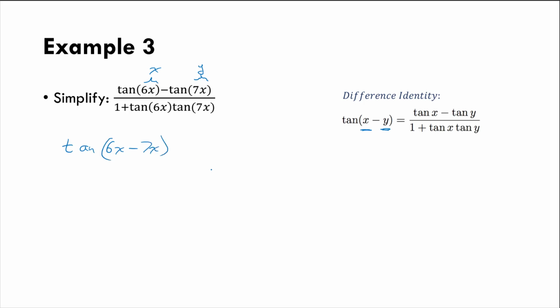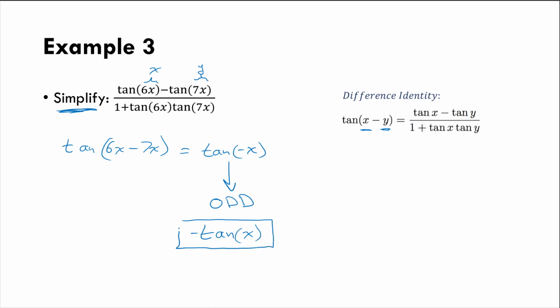So this is going to be tangent of negative x. And notice we're just asked to simplify here. So we might think we might be done, but we can actually simplify this further because tangent is an odd function. It has this odd characteristic to it. So that means that tangent of negative x is equivalent to negative tangent of x. So that would be my solution there.